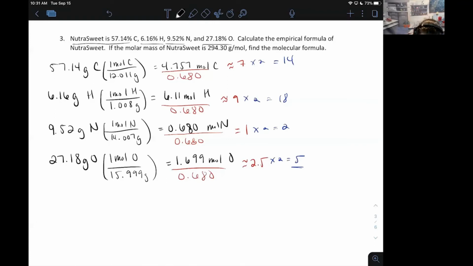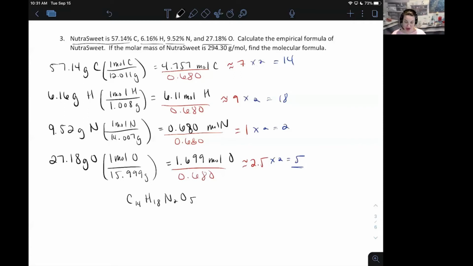Now that we have this, we have our empirical formula. C14H18N2O5. That is very large.